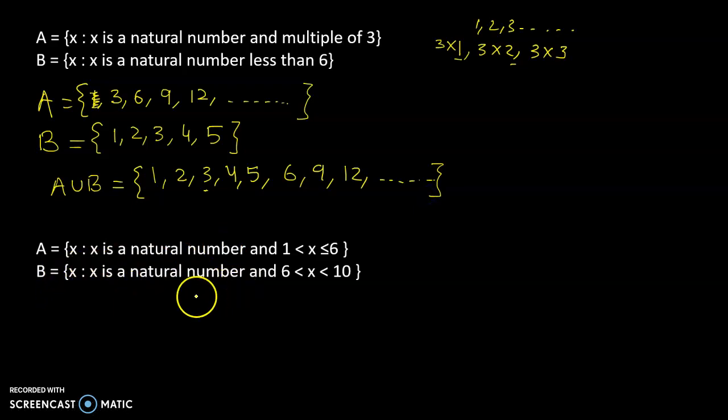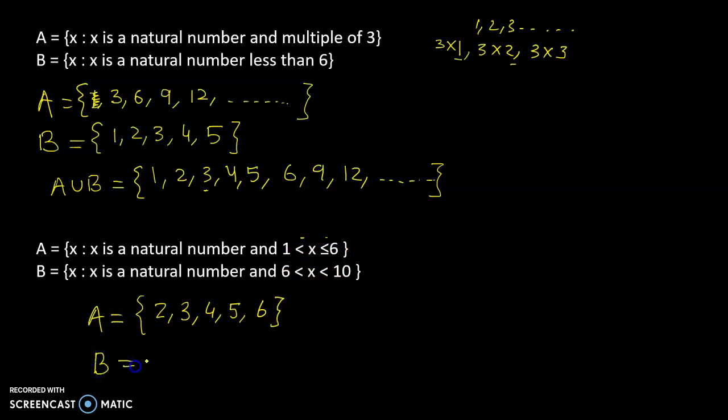Now if I look into the next example, the first set A is x such that x is a natural number between 1 and 6. First of all, I'll again write the tabular form of A. It will be easier for me. So x is greater than 1 and less than or equal to 6, so it is simply going to be 2, 3, 4, 5, and 6. You have to carefully watch the signs here: x is greater than 1, less than or equal to 6, so 6 is included.